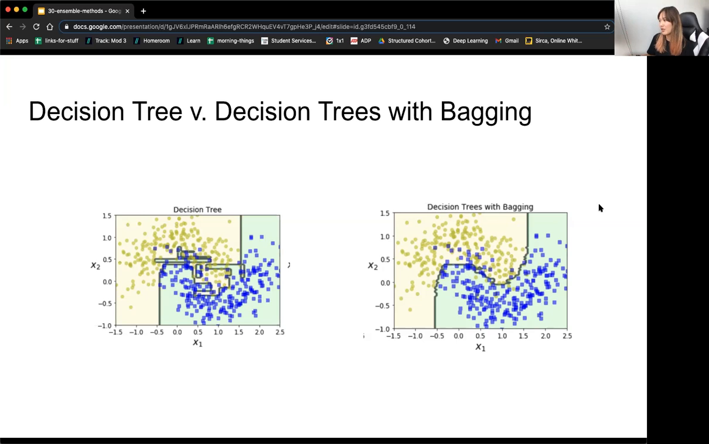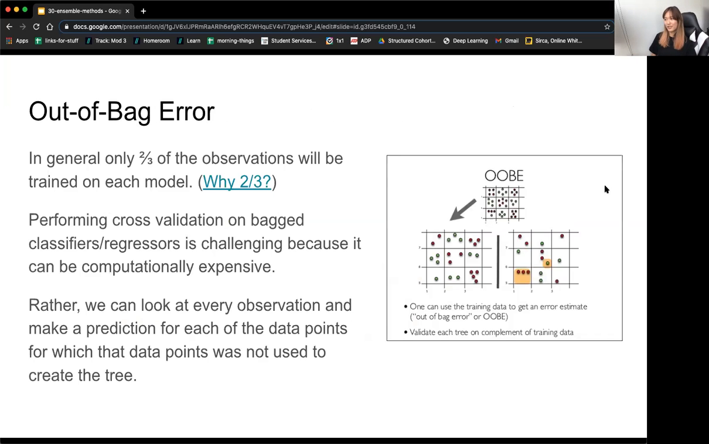Cool. You can imagine it would be kind of inefficient to just build a bunch of trees and test each one. When we build a model, I always like to say, always check your evaluation metrics. You can imagine this process, if you're building 100 trees and doing cross-validation, or a bunch of different train test splits and testing your model, can get pretty inefficient. So there's this embedded way of doing cross-validation called the out-of-bag error. You can think of it as your train test split within your train test split. In general, on each decision tree, only 2/3 of the observations will be trained with each model.